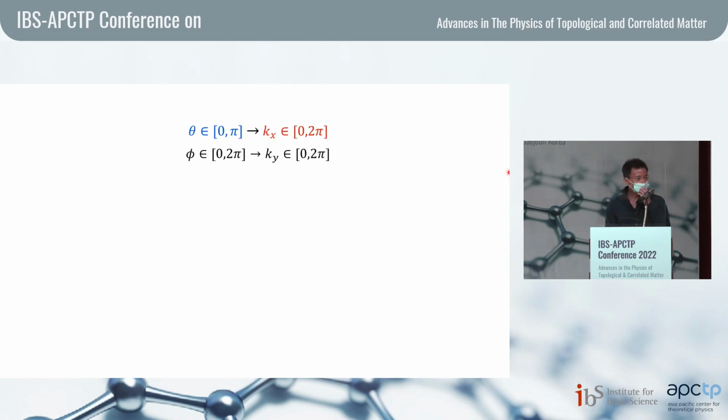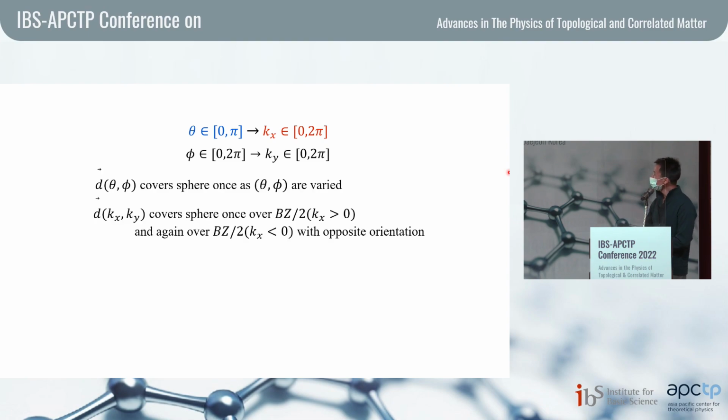But let me draw your attention to the fact that the polar angle is defined from 0 to pi, but kx is defined from 0 to 2 pi. What this implies is that we know the d vector covers the sphere when the spherical angles are varied. But if you replace theta with kx, it means that the d vector covers the sphere once over half the Brillouin zone, say with positive kx, and it covers it again in the other half with negative kx, but actually with the opposite orientation.